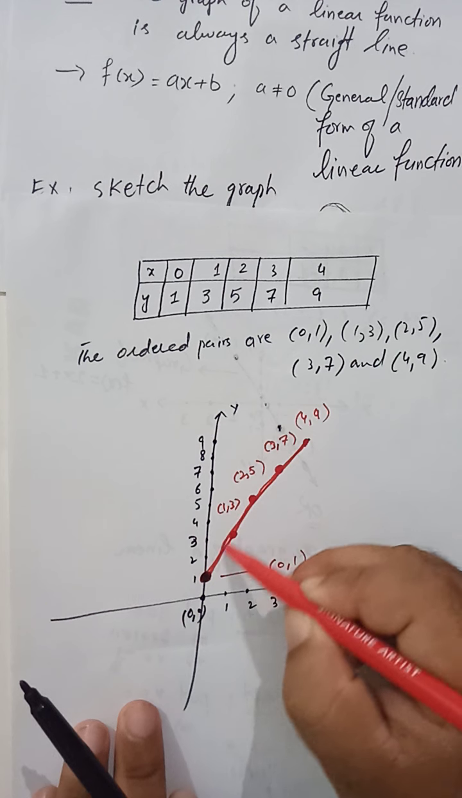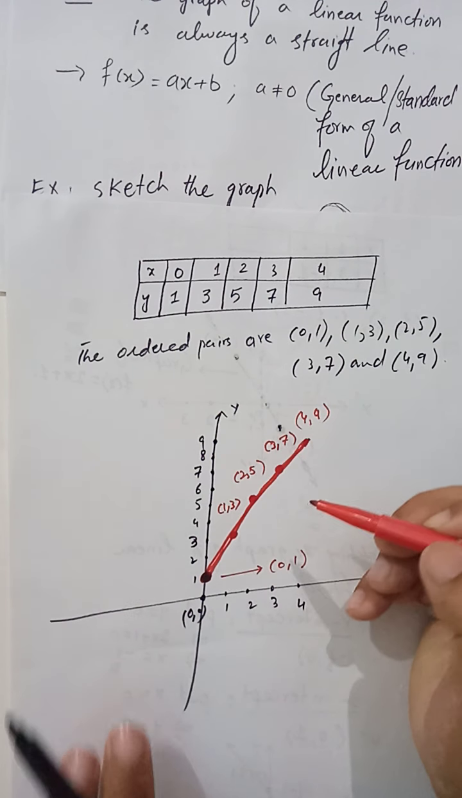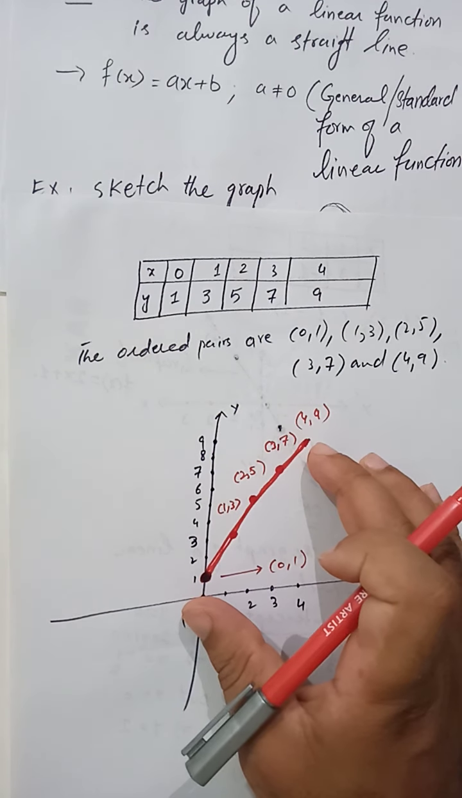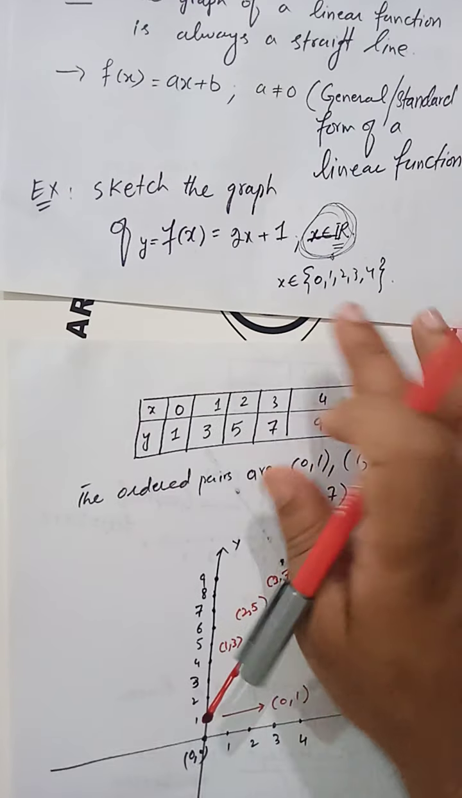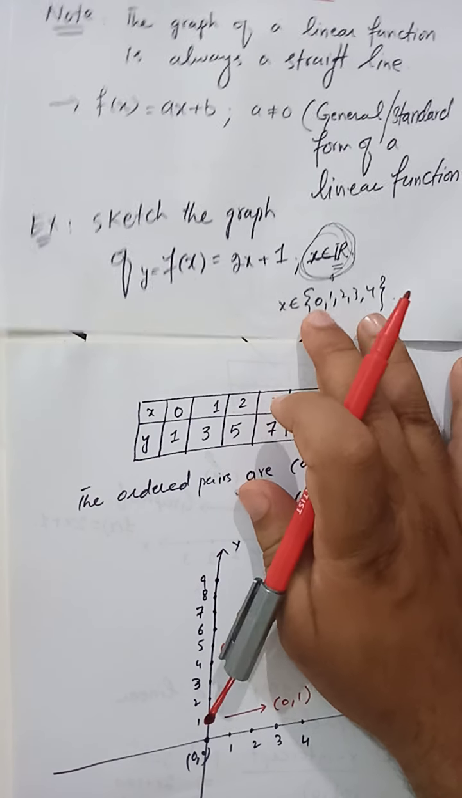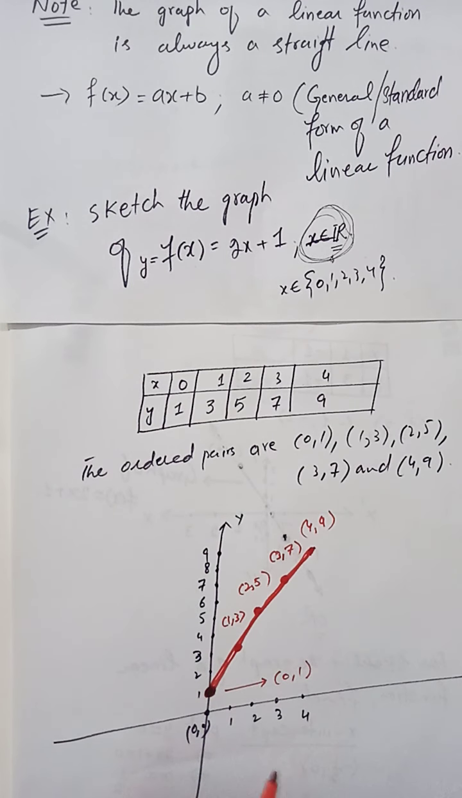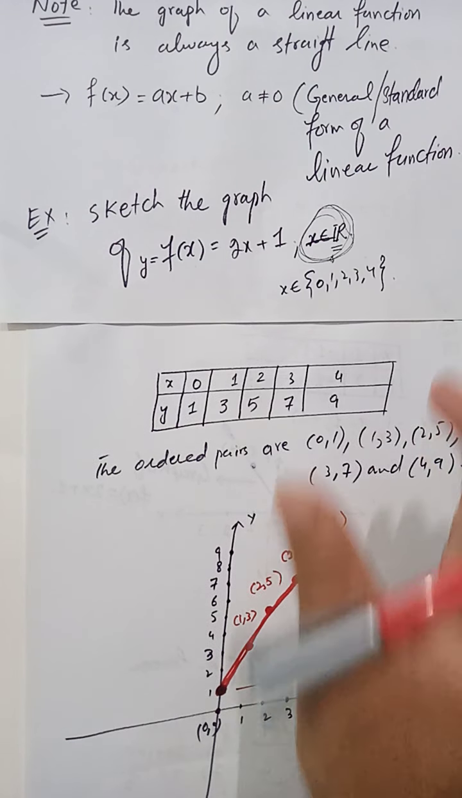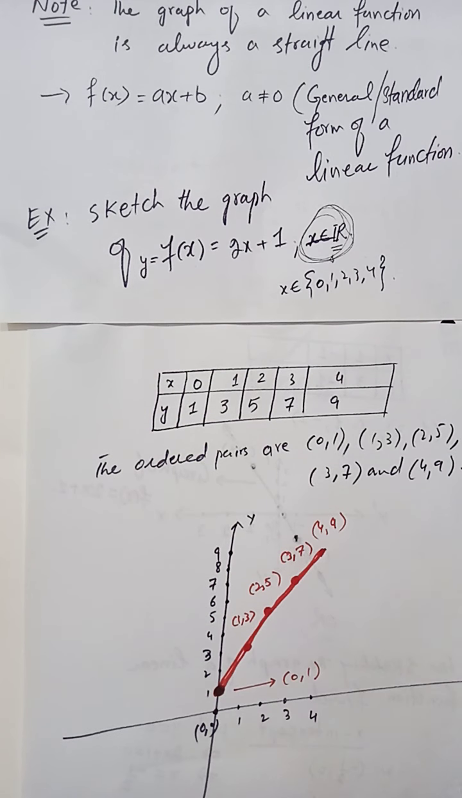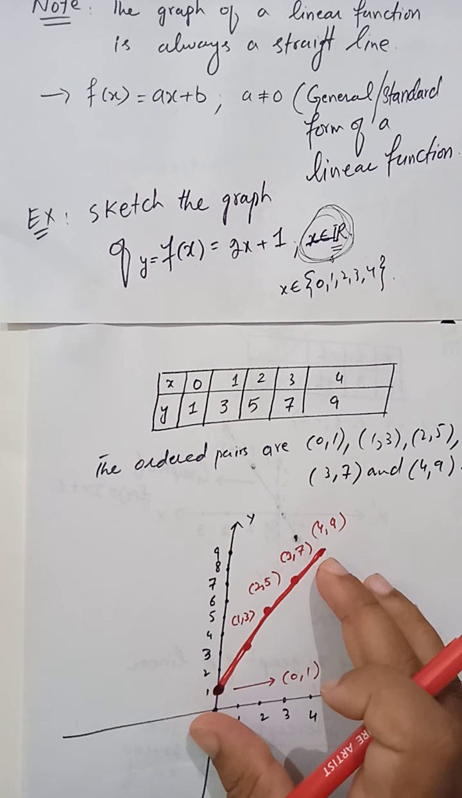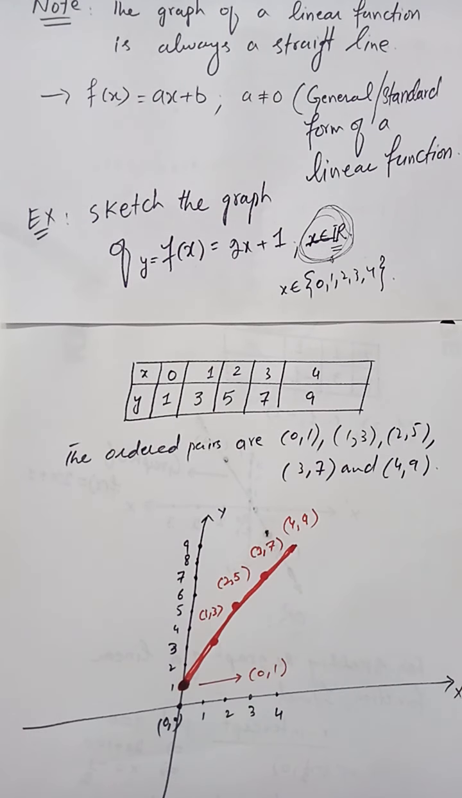This must be a straight line. It is a line segment because in this case the domain is restricted to these points. You don't need to extend this in both directions because the domain is restricted. So the whole line will actually be a portion of a line. That must be the line segment. So this is the way to draw the graph of a linear function.